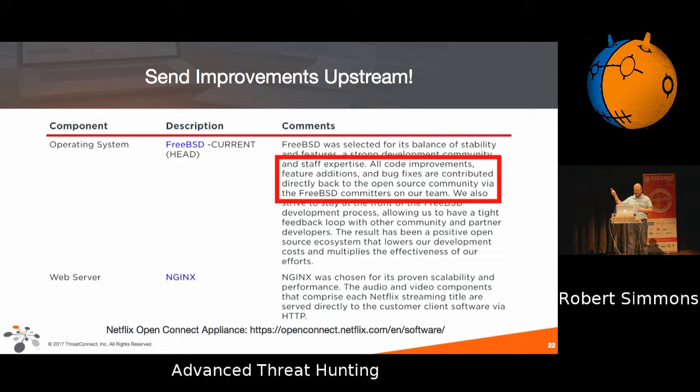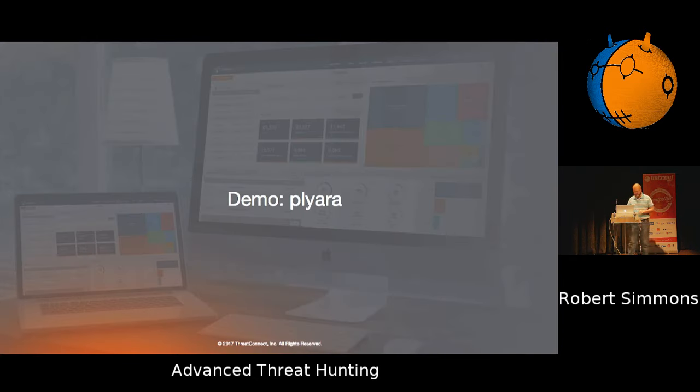So all code improvements, feature additions, and bug fixes are contributed directly back to the open source community for FreeBSD. So they don't keep any of these things to themselves. And if you've got something that you're using and then you've forked it in GitHub and then you've made wonderful improvements to it, why not take those improvements and do a pull request and send that stuff back to the original project? Please do that. Don't keep your wonderful changes and improvements to yourself. So, end of that aside, and I'm going to show you what Plyara does.